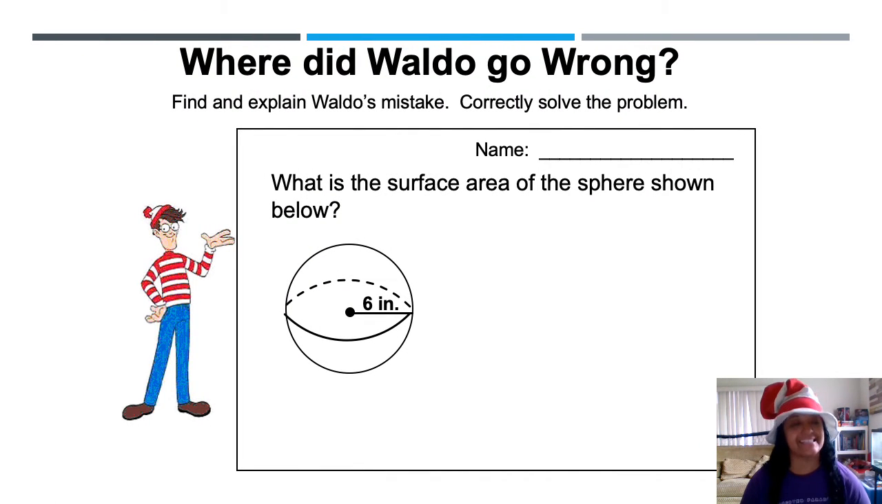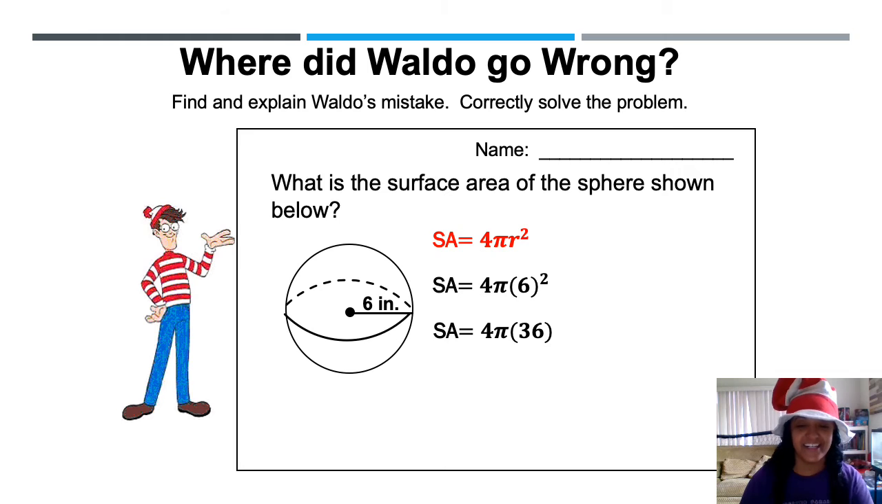Where did you go right? How about let's start with that? Okay, so what is the surface area of the sphere shown below? Perfect. He's got the formula right this time. So its surface area equals 4 times pi times the radius squared. Excellent. Step 2. Beautiful. He substituted his radius, which is 6. Good job.